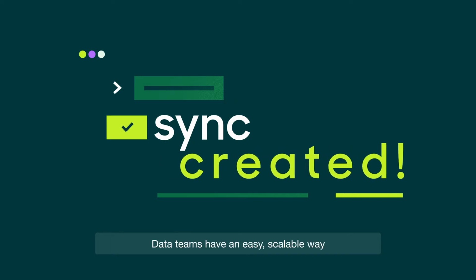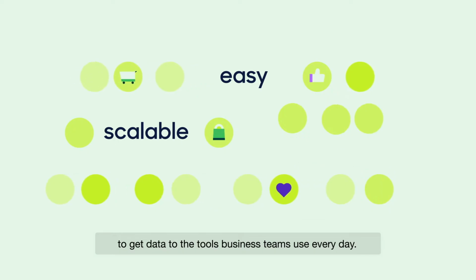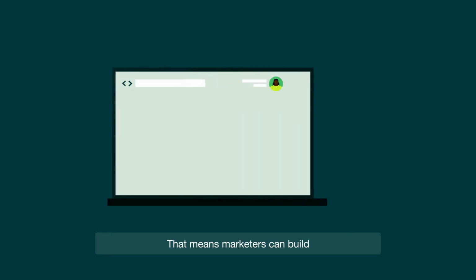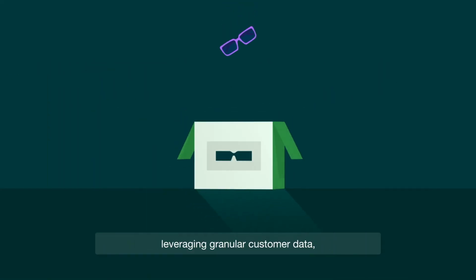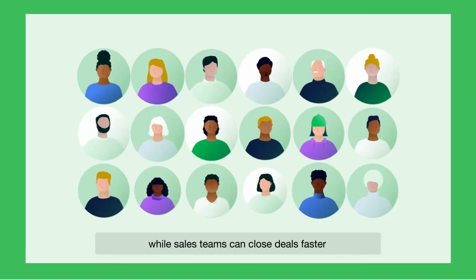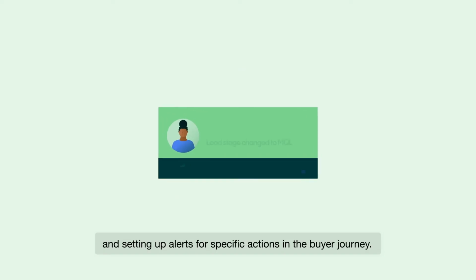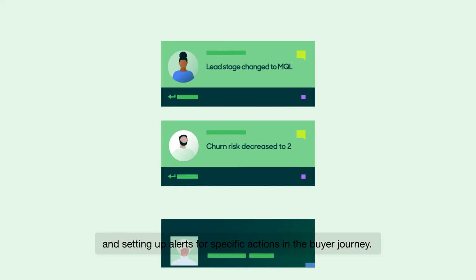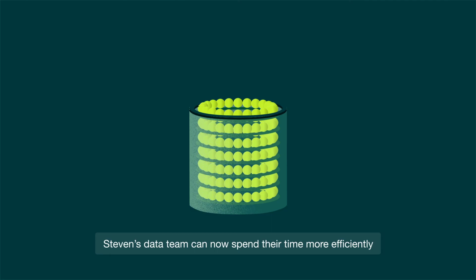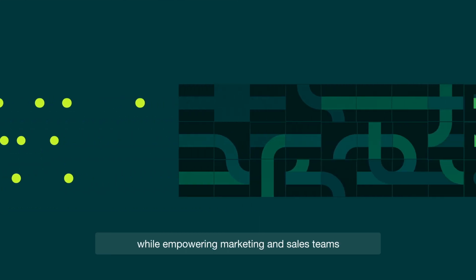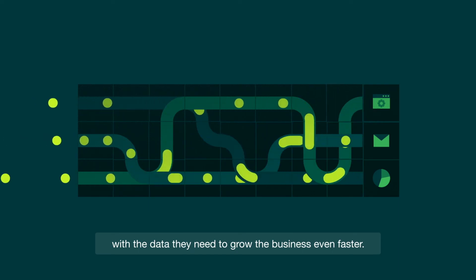With Hightouch, data teams have an easy, scalable way to get data to the tools business teams use every day. That means marketers can build personalized omni-channel campaigns leveraging granular customer data, while sales teams can close deals faster by monitoring for upsell opportunities and setting up alerts for specific actions in the buyer journey. Thanks to Hightouch, Steven's data team can now spend their time more efficiently, while empowering marketing and sales teams with the data they need to grow the business even faster.